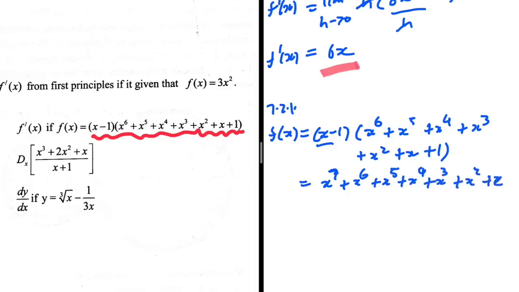We're multiplying out by x. When we have the same base, we add the exponents. Now we are multiplying out by minus 1, so we are going to get minus x to the power 6 minus x to the power 5 minus x to the power 4 minus x to the power 3 minus x to the power 2 minus x minus 1. So we get everything, but now it is just saying minus.